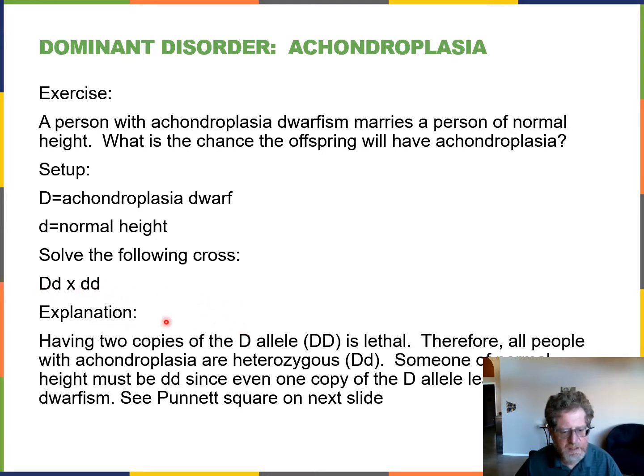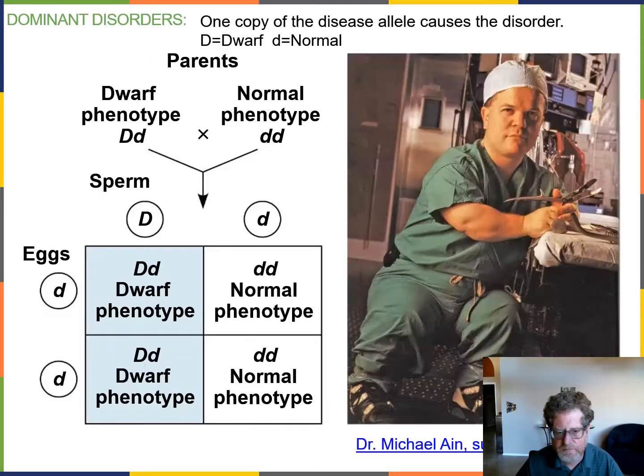Now to explain that, having 2 copies of the big D allele is a lethal mutation, so you never even get a live birth. The fertilized egg misforms early in the development of the embryo, and so anybody with achondroplagic dwarfism is big D little d. Okay? And someone of normal height must be little d, since even 1 copy of the big D allele leads to dwarfism. So then the dwarfs, big D little d, separate in sperm formation. The other parent, little d, separate in egg formation.